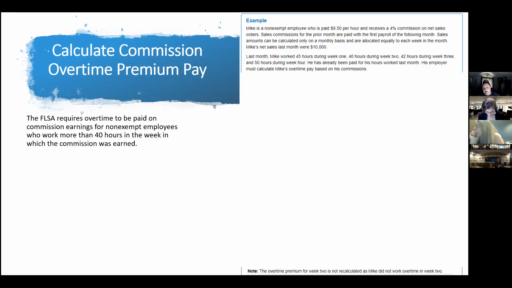So last month, Mike's sales were 10,000. He worked 45 hours during week 1, 40 hours during week 2, 42 hours during week 3, and 50 hours during week 4. He has already been paid for his hours worked last month. His employer now needs to calculate his overtime based off of the commission that he's now earning. So looking at the weeks that he worked, which weeks do we need to recalculate overtime for?